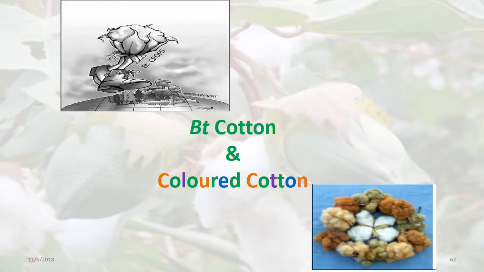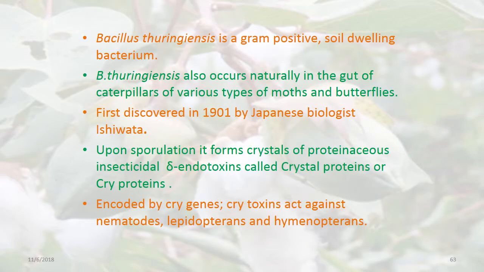Coming to BT cotton and colored cotton, Bacillus thuringiensis is a gram-positive soil-dwelling bacterium. It also occurs naturally in the gut of caterpillars of various types of moths and butterflies, first discovered in 1901 by Japanese biologist Ishiwata. Upon sporulation, it forms crystals of proteinaceous insecticidal delta endotoxins called crystal proteins or Cry proteins. Encoded by cry genes, Cry toxins act against nematodes, lepidopterans and hymenopterans.